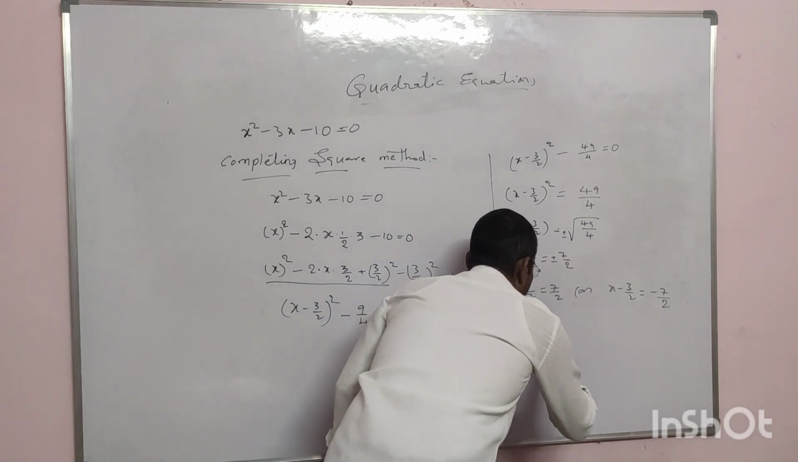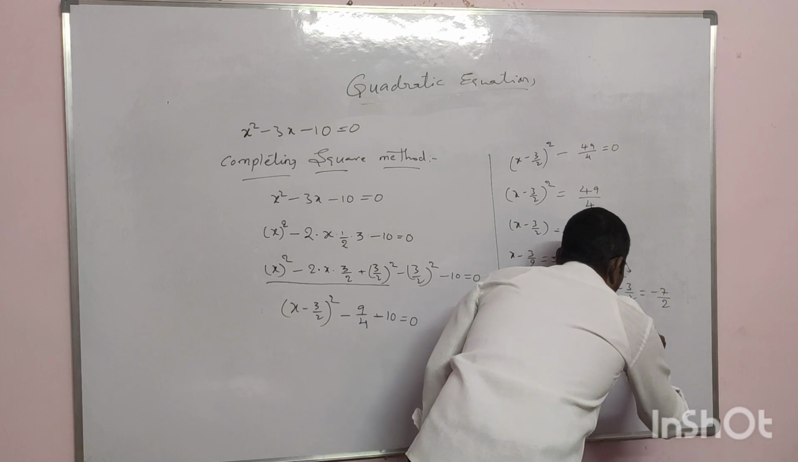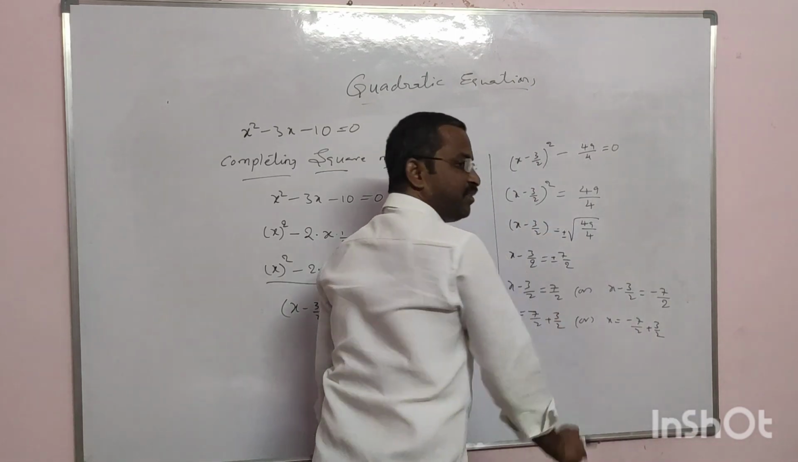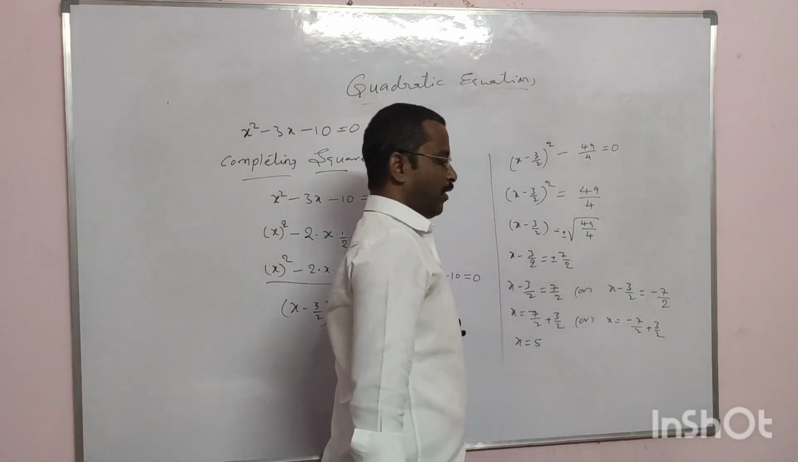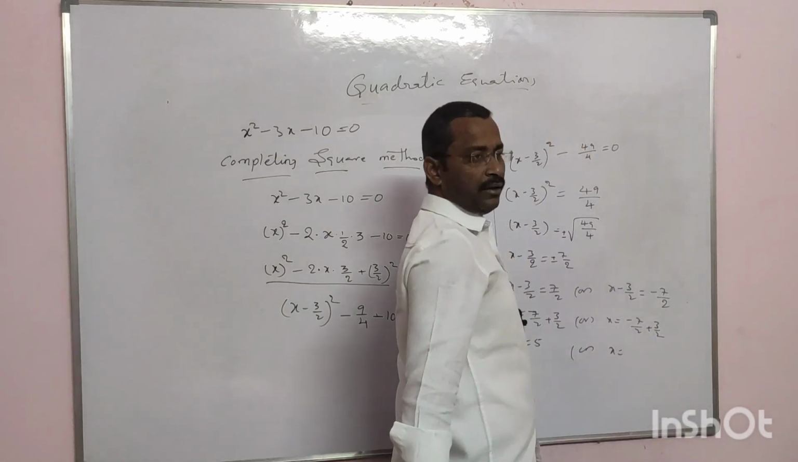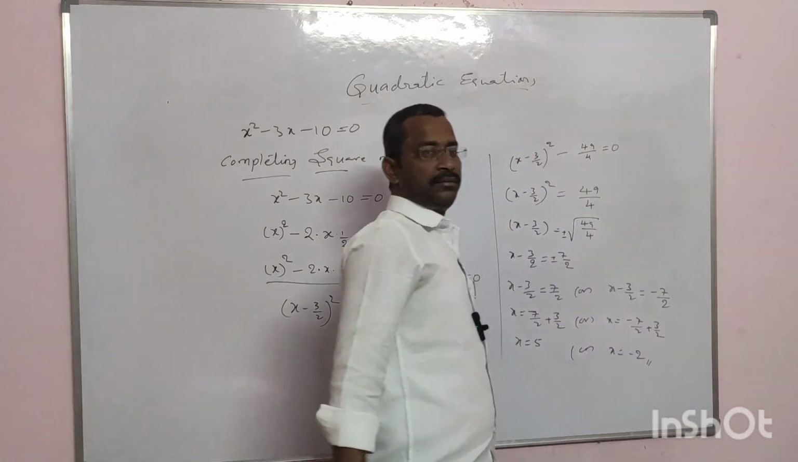x equal to 7 by 2 plus 3 by 2, or minus 7 by 2 plus 3 by 2. 7 plus 3 is 10, 10 by 2. What will you get, Nana? x equals 5. Or x equal to minus 7 plus 3, minus 4. Minus 4 by 2, this is minus 2.